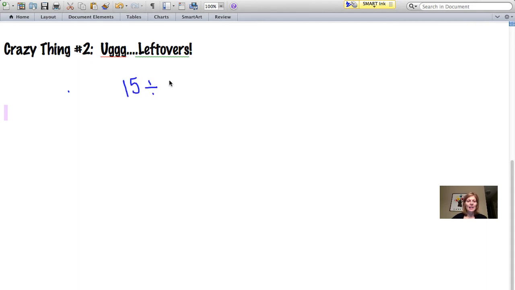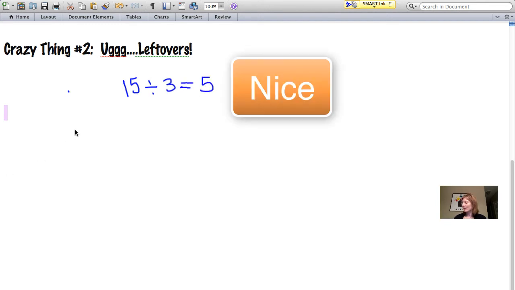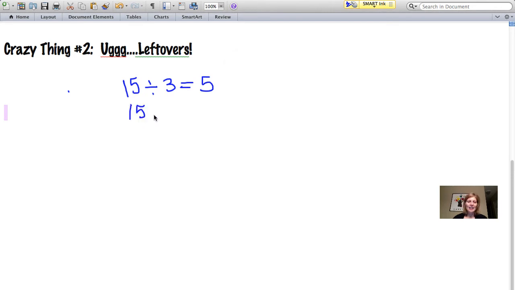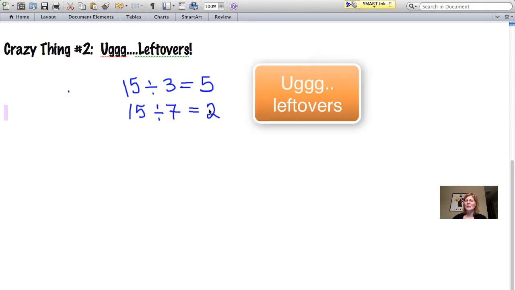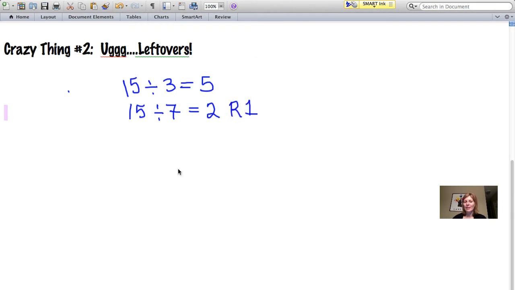I've got 15 and I divide it by 3 and I'm left with a nice value of 5. That's nice. But if I take 15 and I divide it by 7, it doesn't divide easily. It divides in 2 times, but then there's still a leftover because 7 times 2 is 14. I still have a remainder or a leftover of 1.